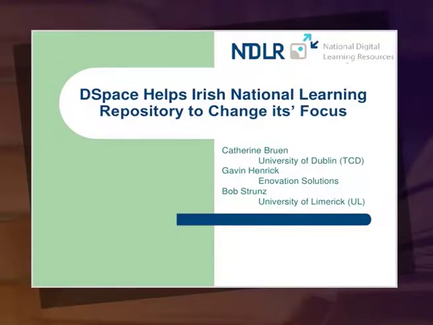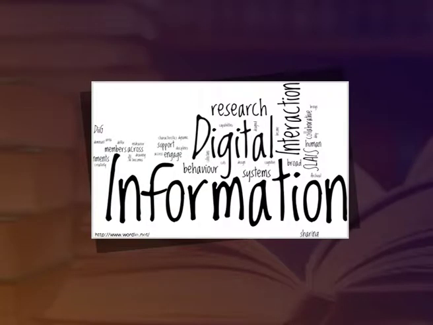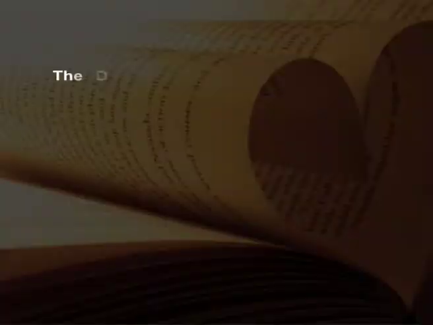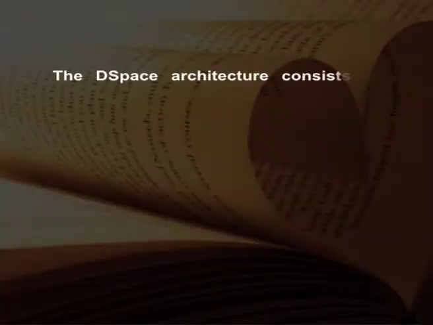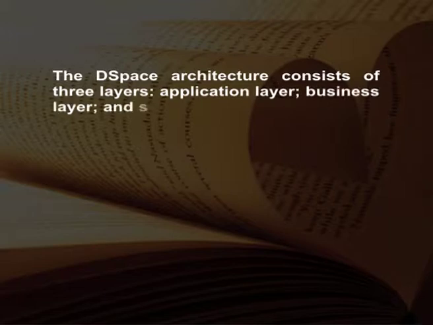Like Eprints repositories, Dspace repositories can be used for archiving both preprints and other digital data. However, Dspace places an emphasis on preservation of all types of digital information, including journal papers, electronic theses, reports, conference posters, videos, images, etc. The Dspace architecture consists of 3 layers: application layer, business layer, and storage layer.